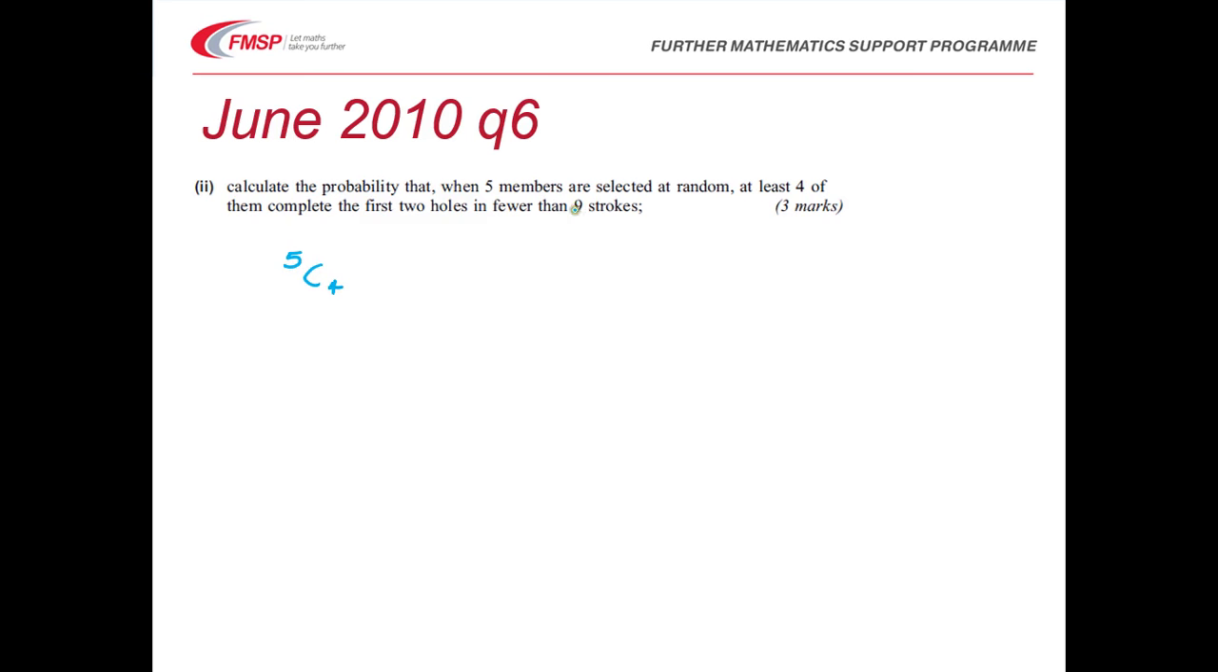And fewer than 9 strokes. Okay, well, what is fewer than 9 strokes? Fewer than 9 strokes is the probability of R plus S being less than or equal to 8. Oh, we've just worked that out. Okay, and that's why they've asked us to show it, so that it's easy to mark.